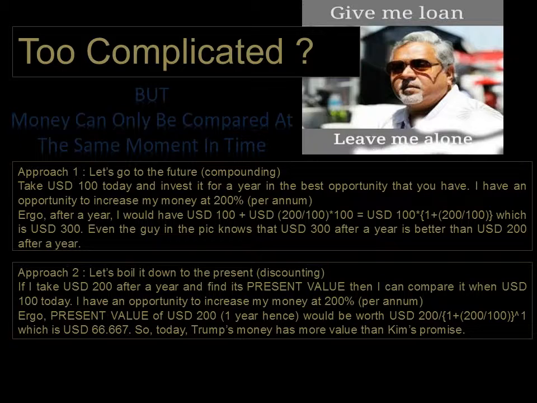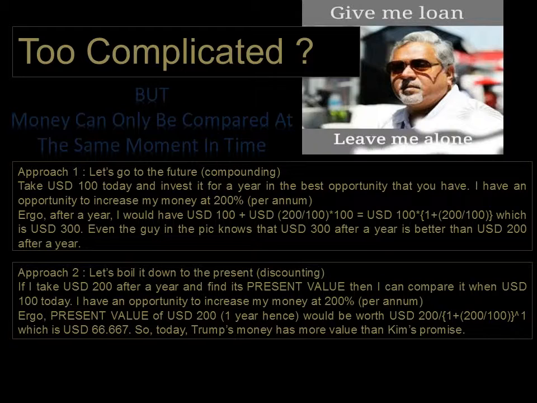In the first approach, what I've done is I have invested Trump's money today for 1 year and gone to the future to see what its yield is and then compare it with Kim's money. In the second approach, I just went directly to the future, took Kim's money, and discounted it back to the present to compare it with Trump's offer. In either case, Trump wins.